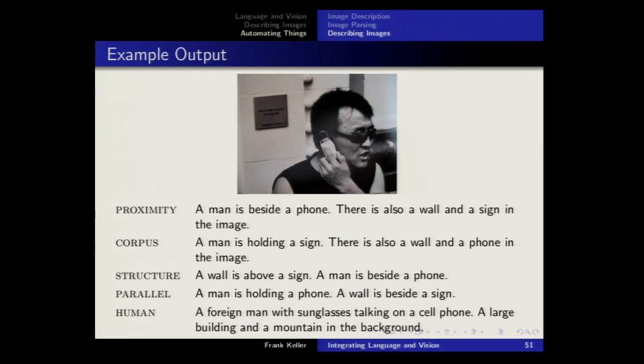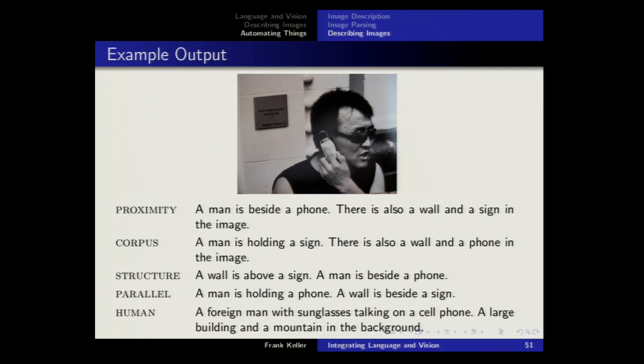The corpus model says the man is holding the sign. There's also a wall and a phone in the image. So that's not so good because the corpus data led it to believe that men, what they do is they hold signs rather than using phones. So it was led astray here. The structure model captures the structure. A wall is above a sign. A man is beside a phone. Again, that's technically correct, but is not a very informative description.